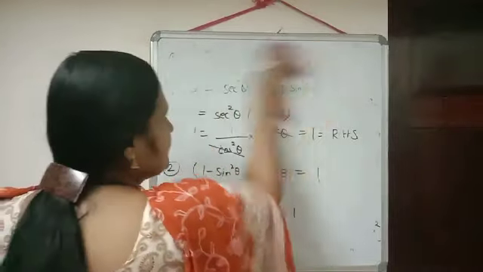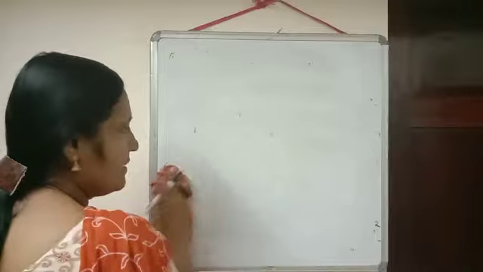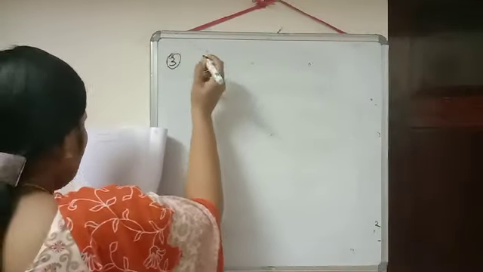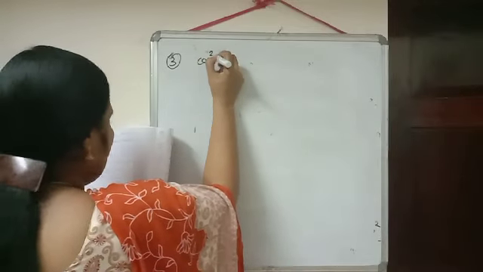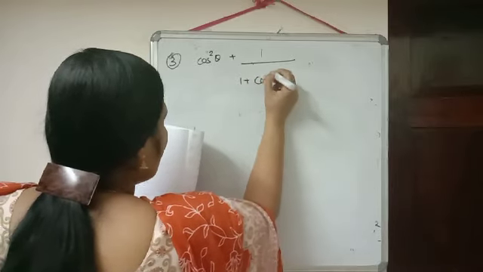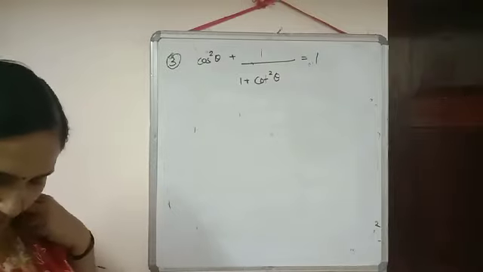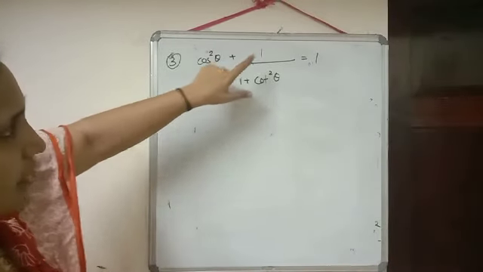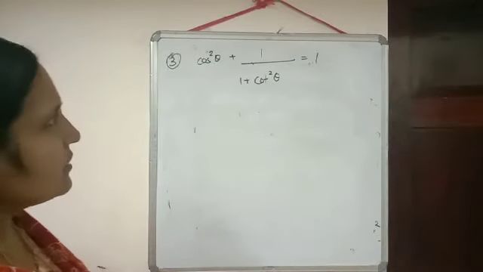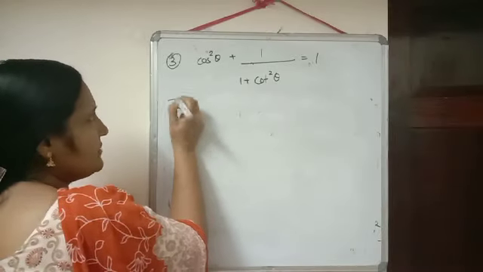Third one is question number 3. Prove that cos square theta plus 1 by (1 plus cot square theta) is equal to 1. To solve this question, two methods are there. So I am explaining you the first method there.